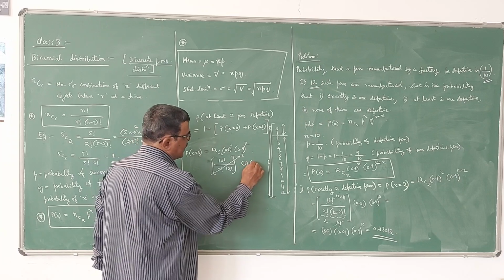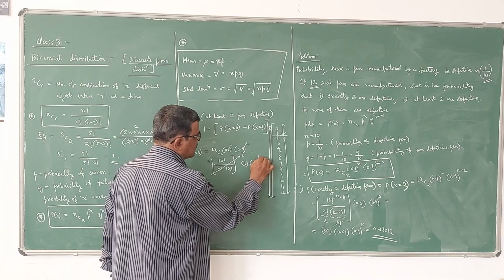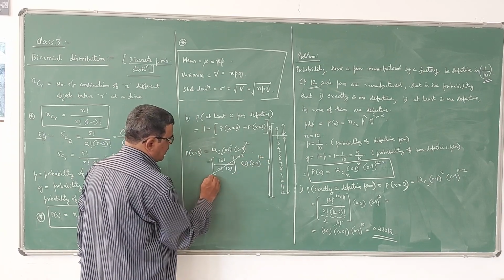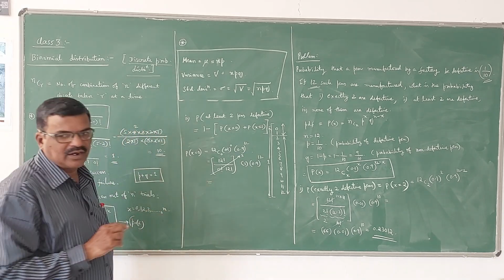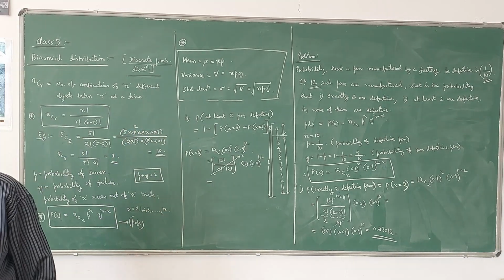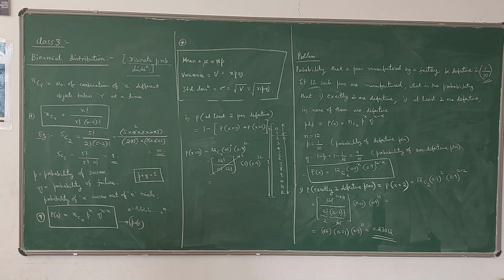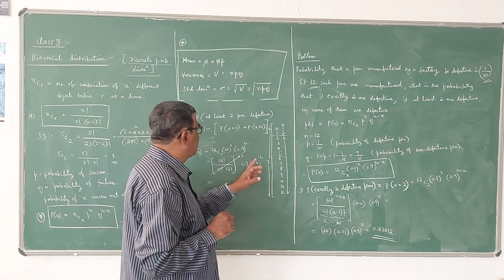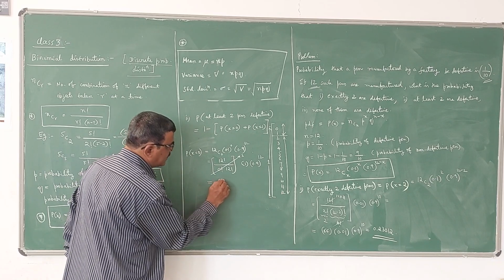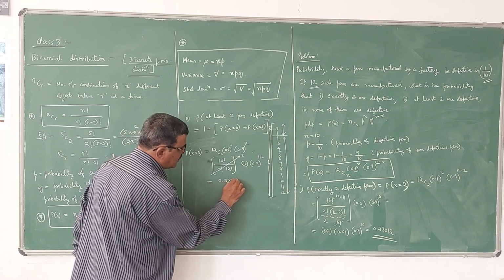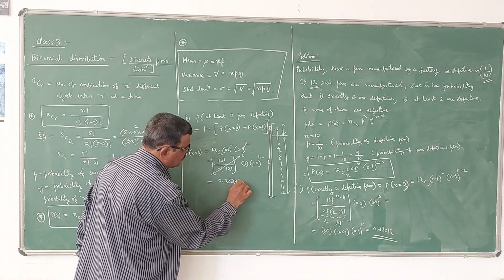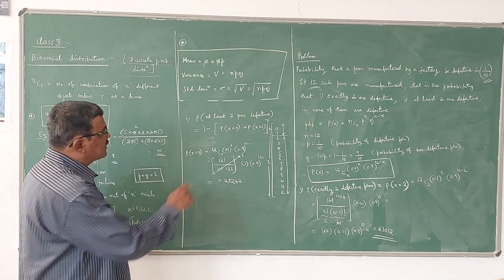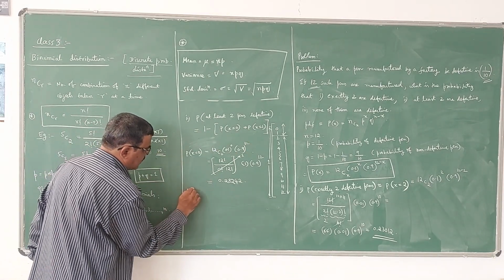Only this value remains: 0.9 to the power of 12. What is the value of that? 0.9 to the power 12 is 0.2824. Understood? That is P of x is equal to 0.